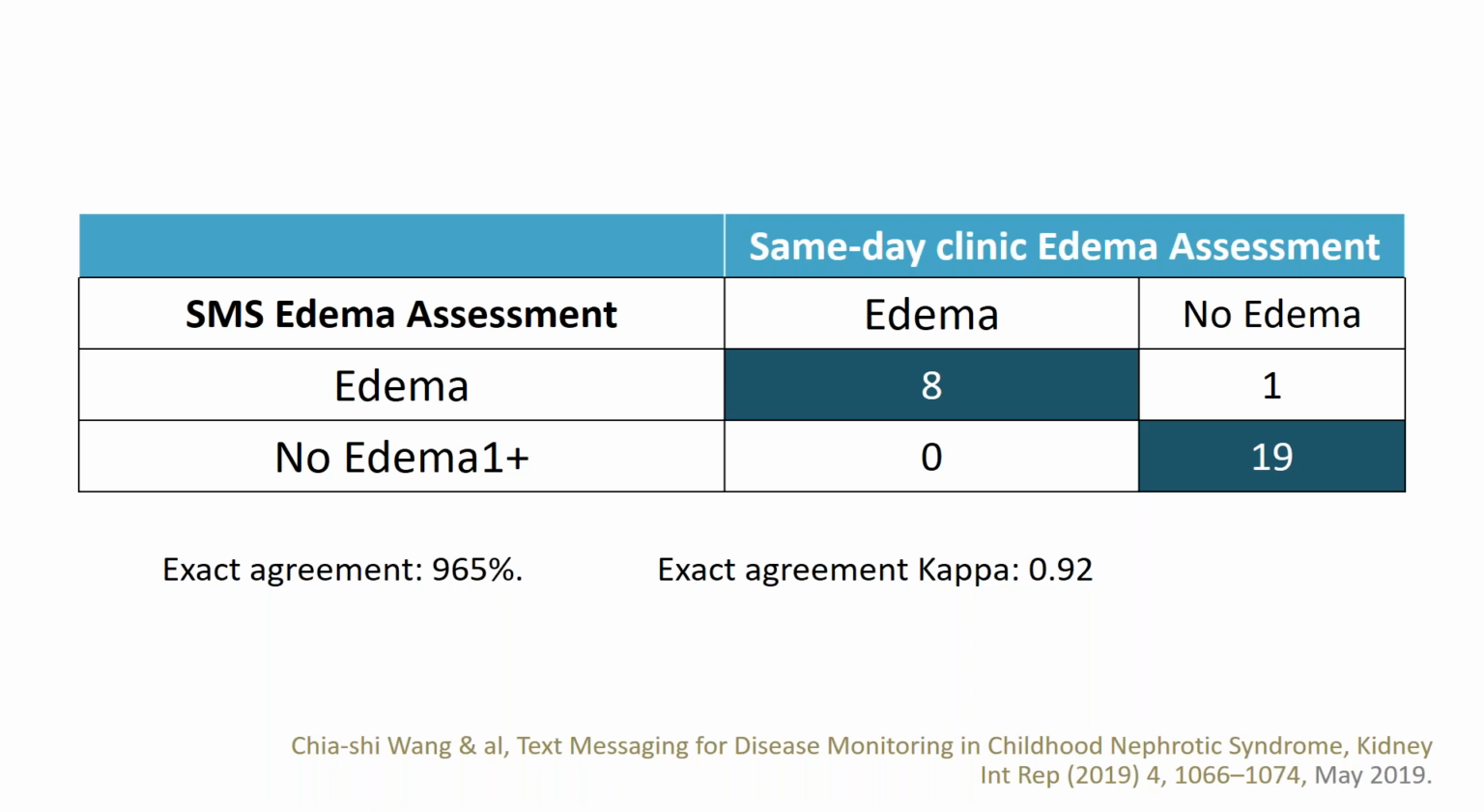Once again, exact agreement was 96%, with the kappa statistic at 0.92, meaning that patients were able to evaluate their level of swelling and report that to the clinic between face-to-face encounters. So we do have a sense that patients can report by texting very accurately, and that has a variety of benefits. Next slide, please.